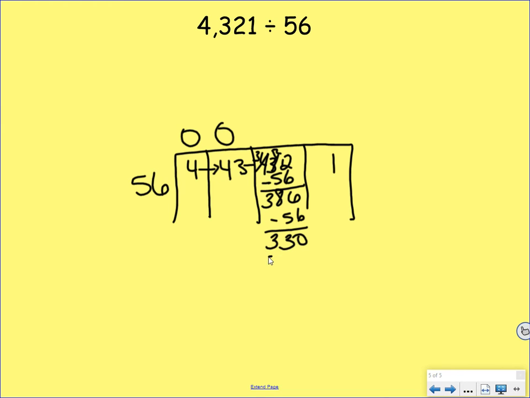Can I take another 56 away? Yeah. So you can see here, I'm using repeated subtraction to figure out how many 56s go in here. And I really hope I'm not messing up my subtraction, because I'm really going with it here. I need to extend my page.